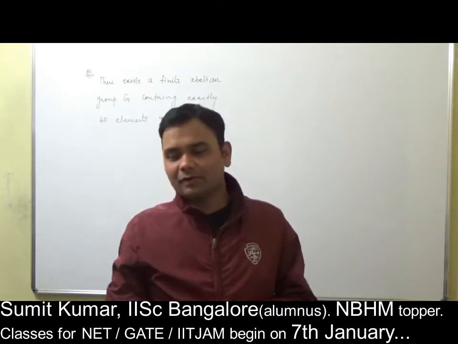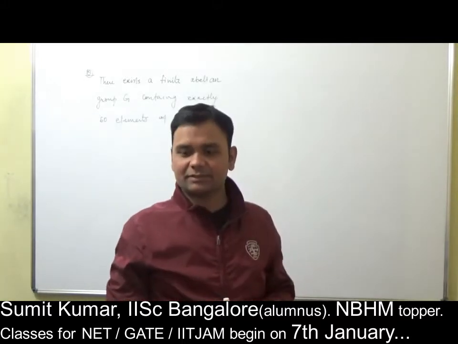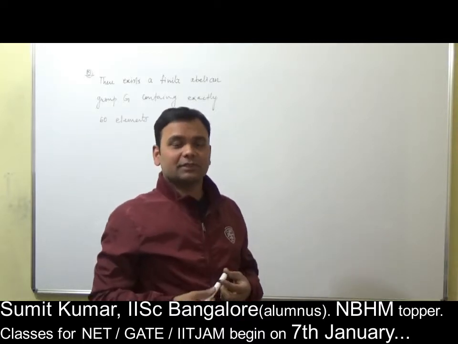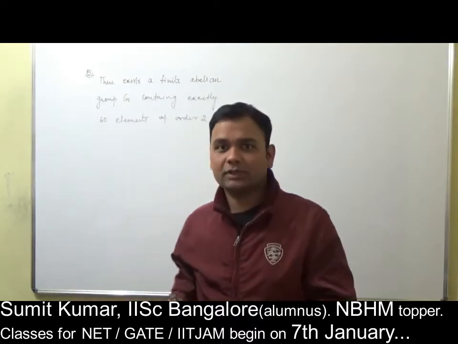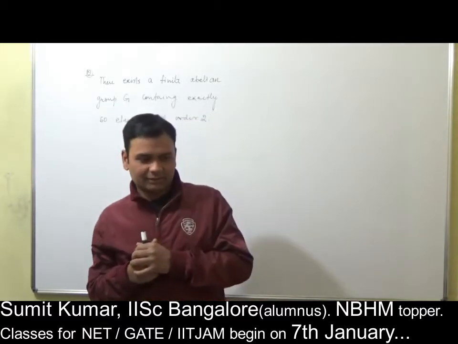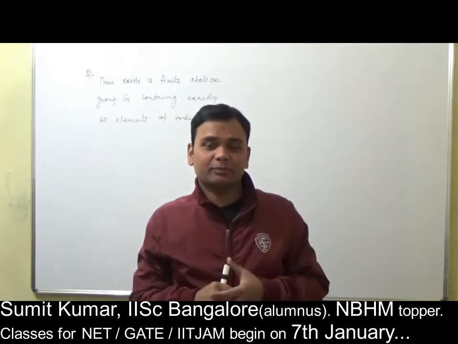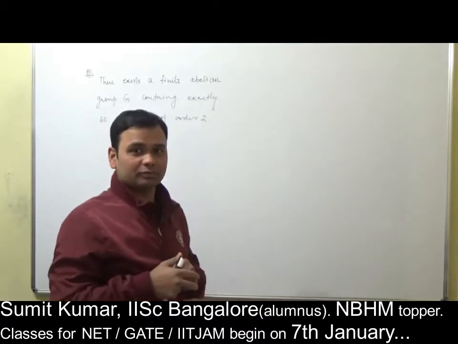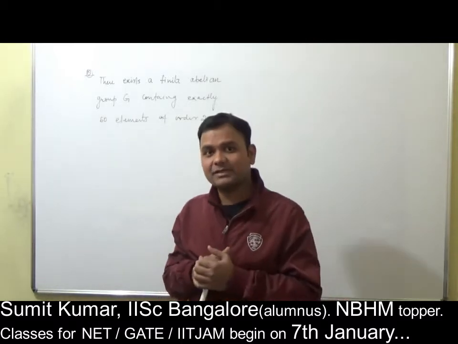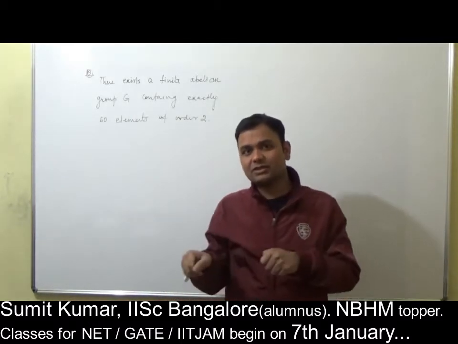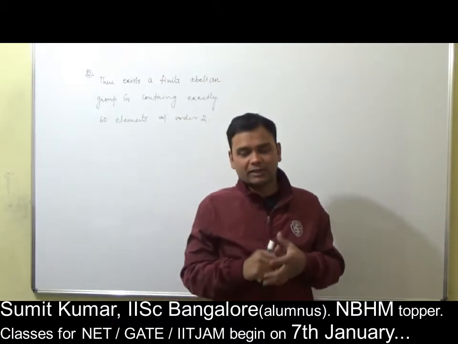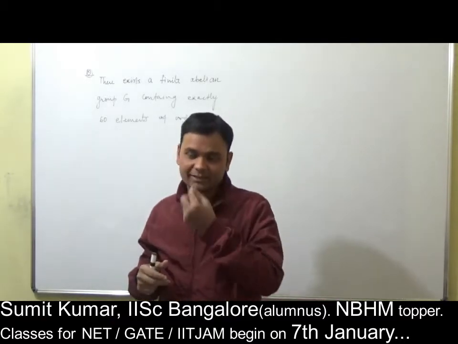Hello everyone, this is Sumit Kumar and today I am going to tell you something about group theory. One of the important parts in group theory is to find the number of elements of order 2 in a finite group. So suppose I ask: does there exist a finite group G such that the number of elements of order 2 in G is 60? Can you find that finite group?